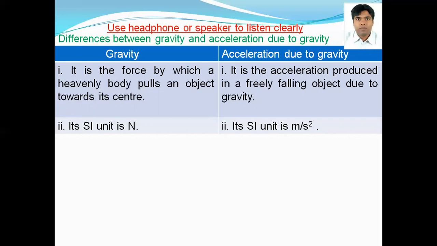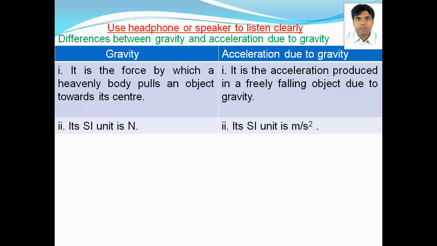Similarly, when an object is dropped from a certain height, it falls down with a velocity. The velocity goes on increasing, causing acceleration. The acceleration thus produced in the object in the absence of any resistive force is the acceleration due to gravity. The acceleration produced in a freely falling object is the acceleration due to gravity.